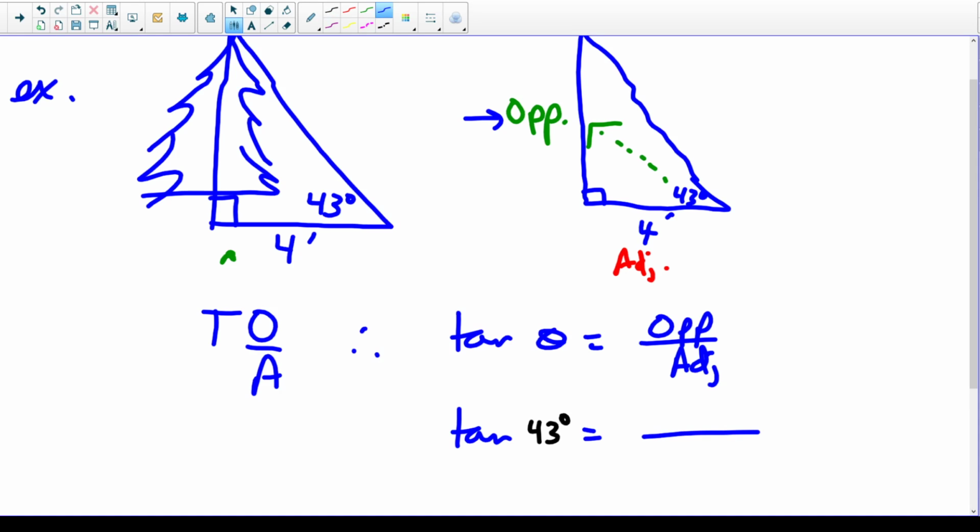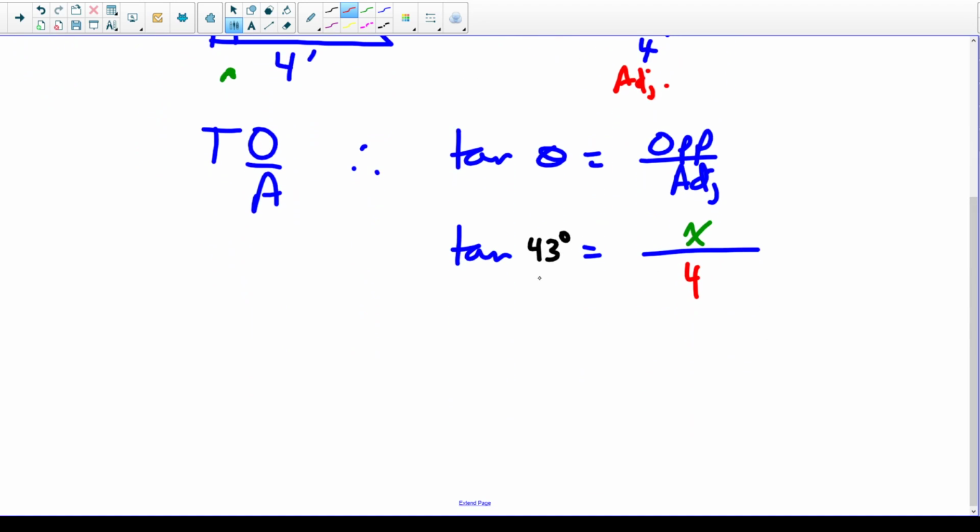Equals my opposite side, which I don't know, so let's label it as x. We usually use x for unknowns, right? Divided by my adjacent side, which I do know, which is 4. And now I'm going to isolate for my x, and my calculator will do the rest of the work for me.